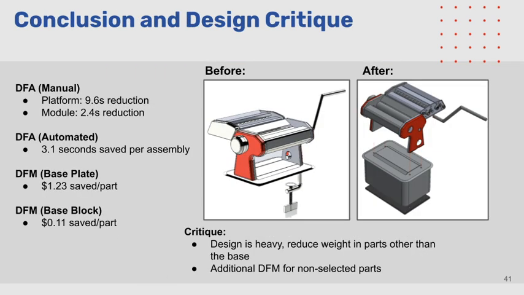After our design for assembly, we reduced the manual time for the platform by 9.6 seconds and for the module component by 2.4 seconds. For the automated portion of our assembly, we saved 3.1 seconds per assembly. For our base plate, we saved $1.23 per part using design for manufacturability. And for our base block using design for manufacturability, we saved 11 cents.